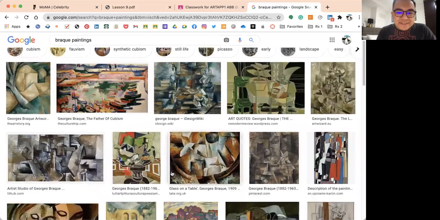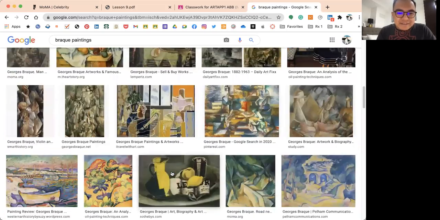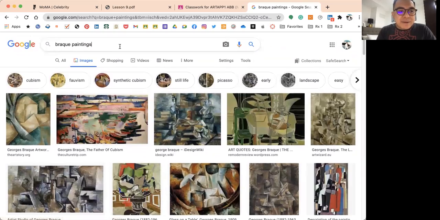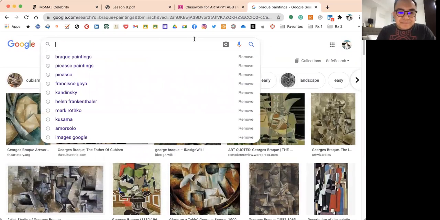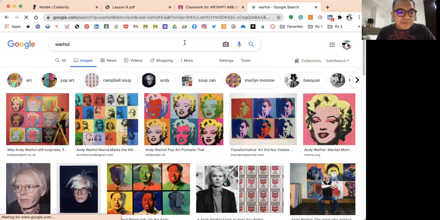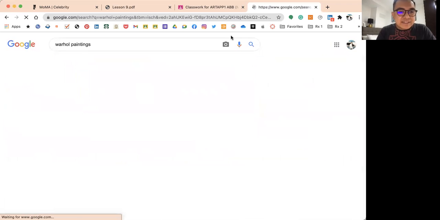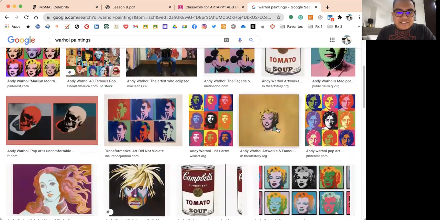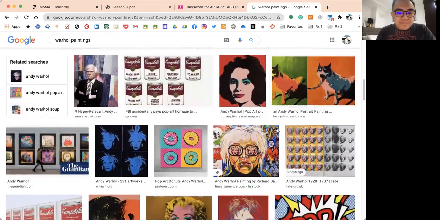Georges Braque. Okay, so that's his work. See? My favorite pop artist. Let's look at Warhol muna. Warhol paintings. Right? Ganda, di ba?